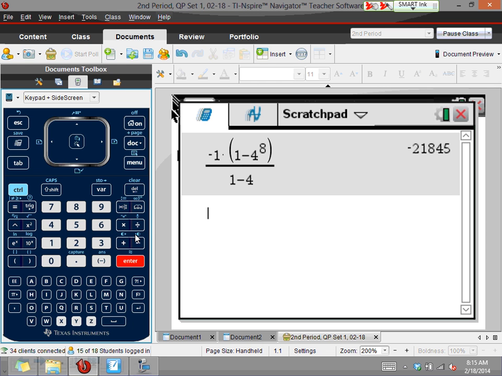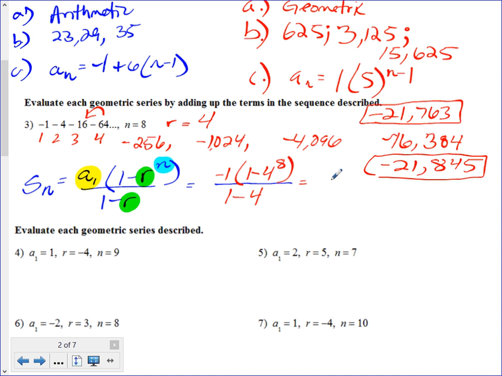I put the 8. Be very, very careful, okay? When you type this stuff in, you have to pay attention to detail. You must be precise. Take those 2 seconds to double check what you type in.